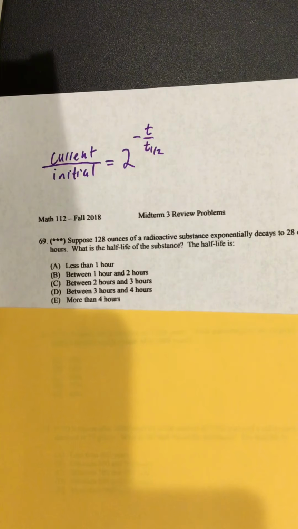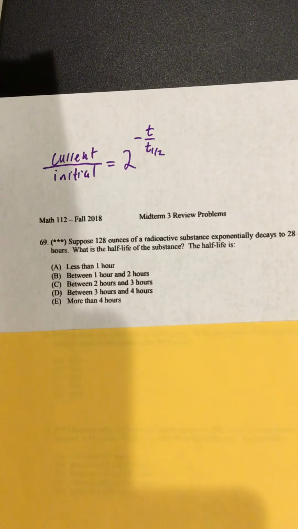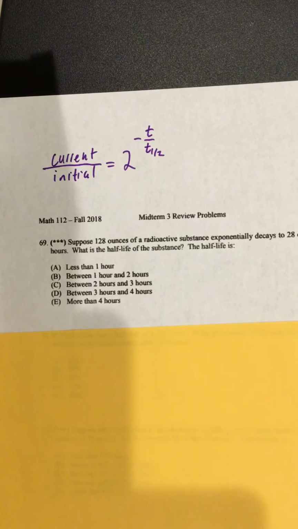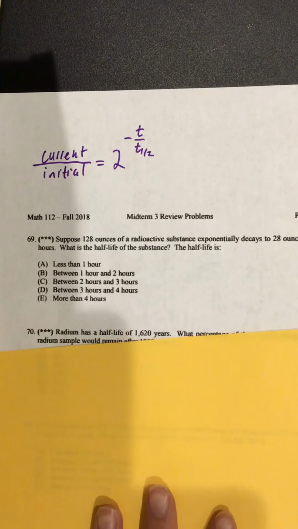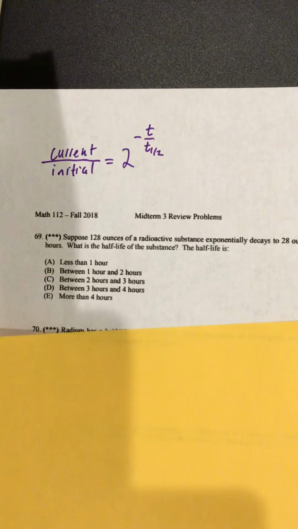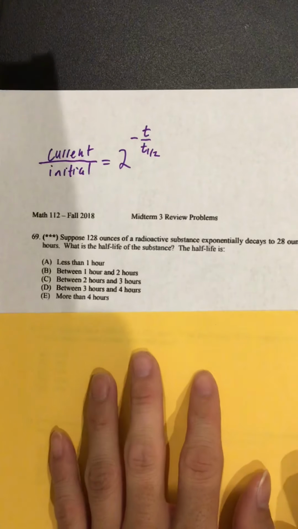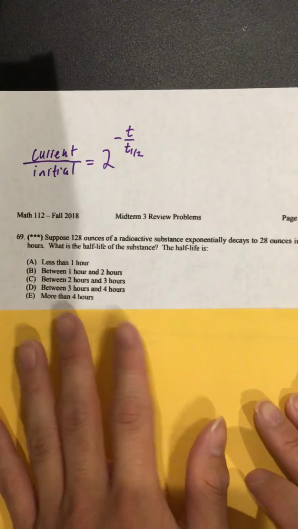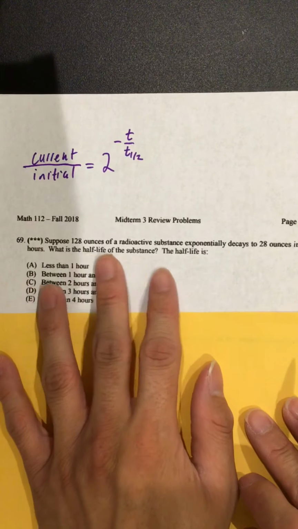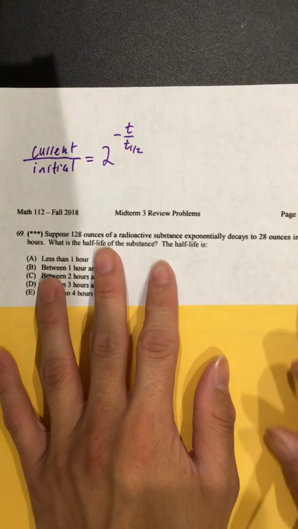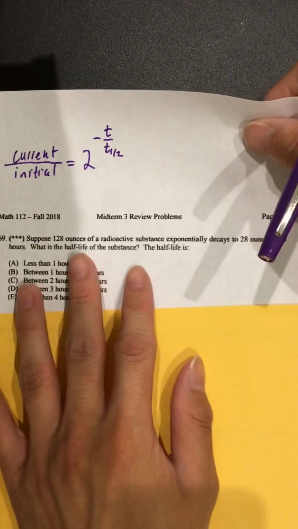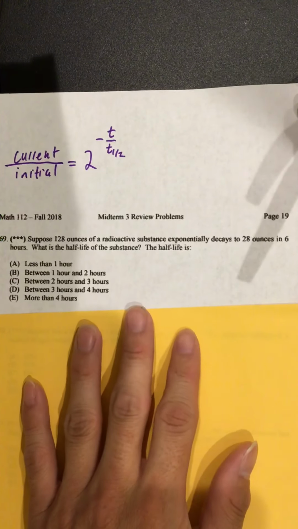And again, one of the primary reasons why I think these half-life questions are tough is because you can't use these two base equations immediately. And so let's start with the problem. So suppose 128 ounces decays to 28 ounces in 6 hours. What's the half-life?